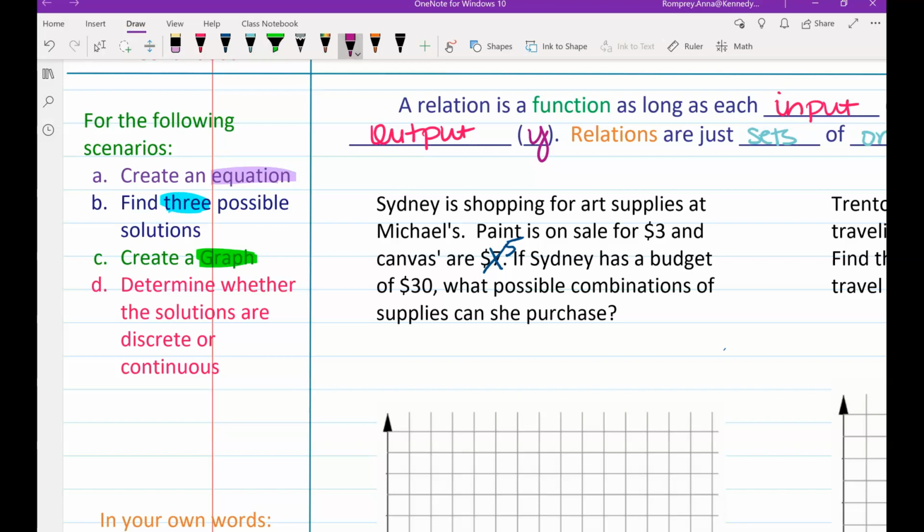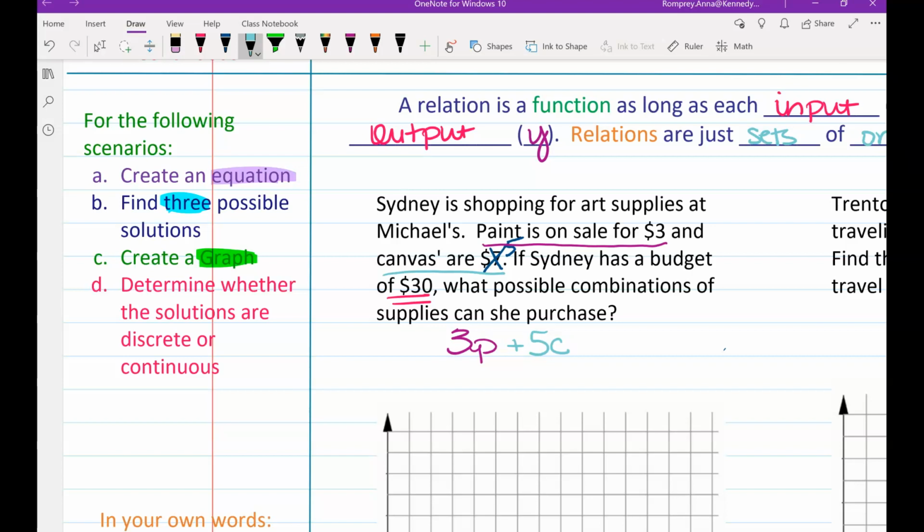So first, what's the first piece of information? She's shopping. Cool. All right, what are we buying? So paint is on sale for $3. Canvases, we changed that to $5, and she's got a budget of $30. Okay, so paint is on sale for $3. So $3. Cool. Am I just spending $3? I don't know. It depends on how many paints we buy. So $3 per paint. So 3P. We're also spending money on canvases. So we've got an additional $5 per canvas. So 5C, 5 for each canvas.